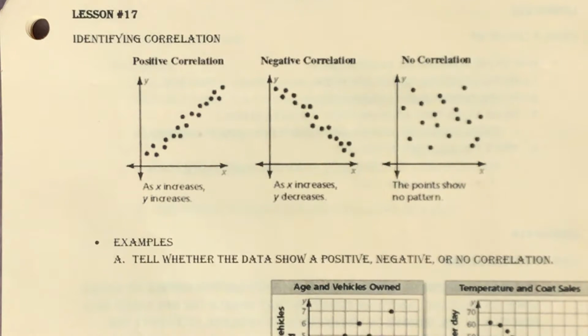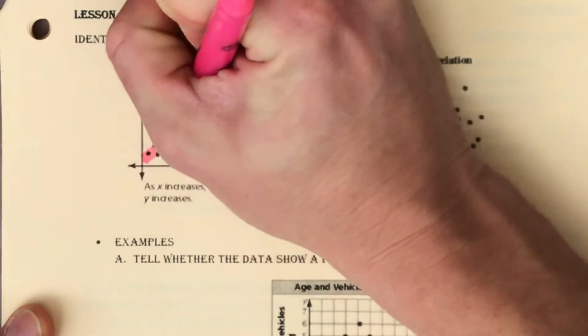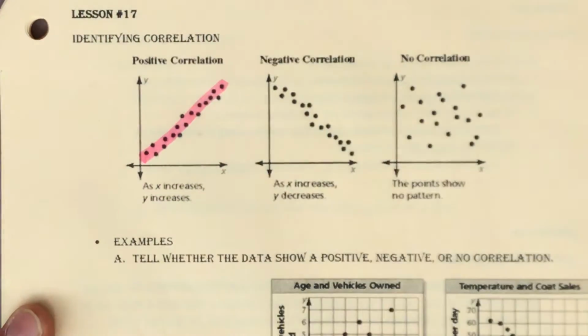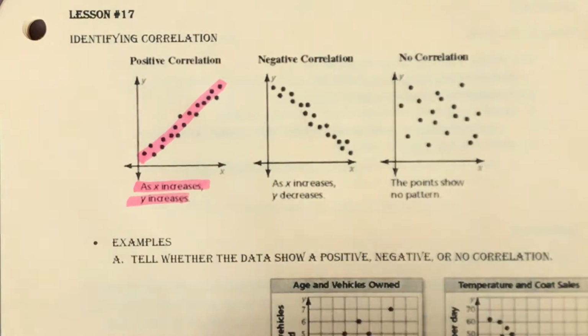So when we're talking about correlation and we're looking at these scatter plots, we have three potential types of correlation. We can have positive correlation, which means that we've got data where as X increases, Y increases, so it looks kind of like that. It's trending upward, so as X increases, Y also increases. So that would have been like our smoothies that we saw in lesson number 16.